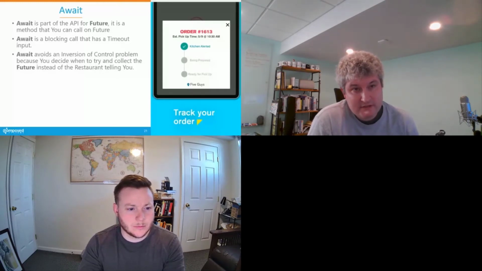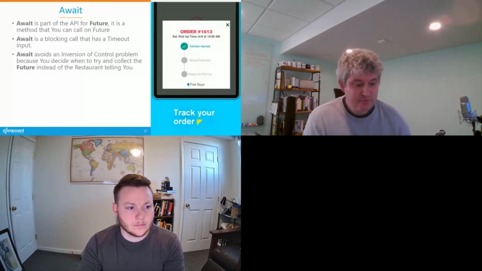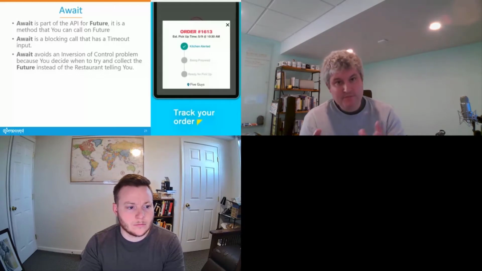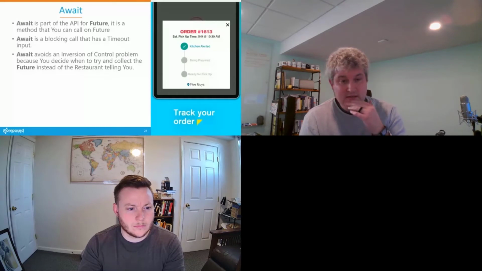The important thing about await, and what I find interesting about it, is that the ability to do that avoids an inversion of control problem. Because if you think about using callbacks or even continuations, what that's saying is when the food's ready, I want you to interrupt me, whatever I'm doing. You interrupt me so I know it's time to get the food. Awaits invert that to where the food can be ready, and I'm not going to know about it until I call await on the future. And if it's ready, then it's ready. I can go get it.